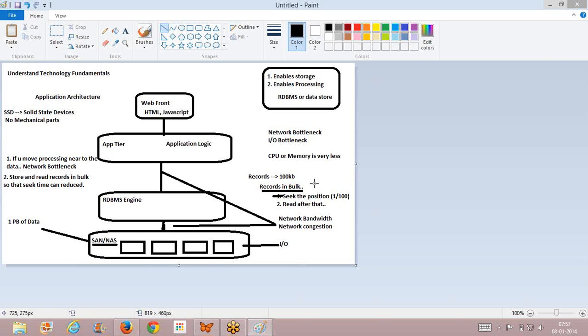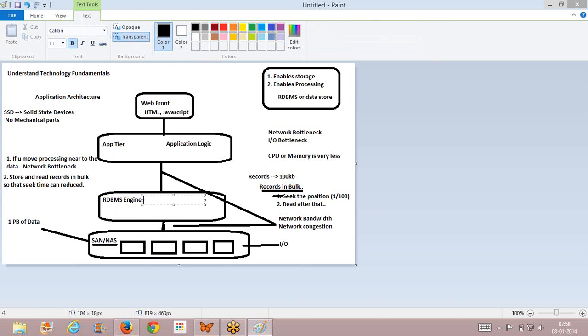Now let's look at the third fundamental. Here the problem is, as thousands or millions of users come in, the stress is on the application layer. You will start scaling, you will put in more machines. But the DBMS you are not able to scale, because you need to have ACID properties on it.